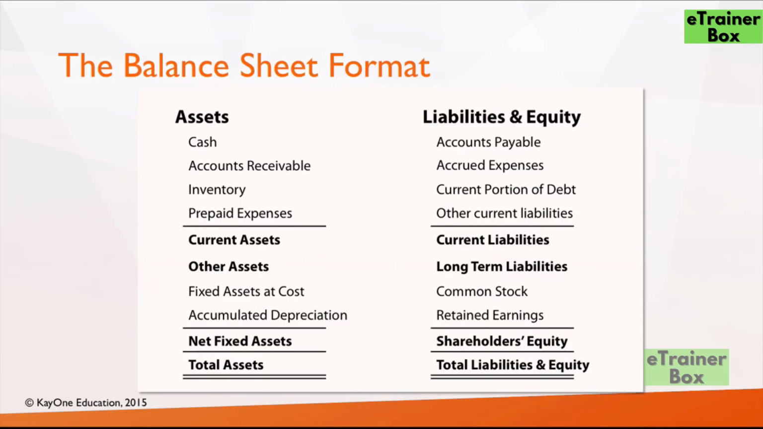This is the format of a balance sheet. On the left hand side, we have assets, and on the right hand side, we have liability and equity. Depending on your country and the country's regulations, the balance sheet could either be a vertical balance sheet or a horizontal balance sheet. A vertical balance sheet means you have one on top of the other, and on the horizontal balance sheet, you have the liabilities on the left side and the assets on the right side.